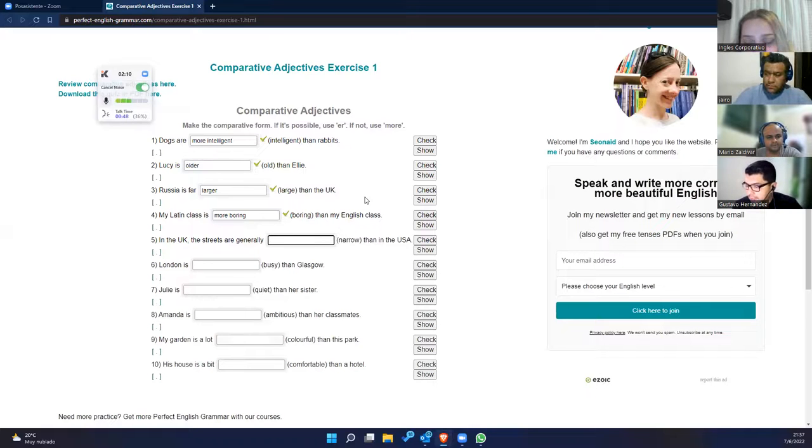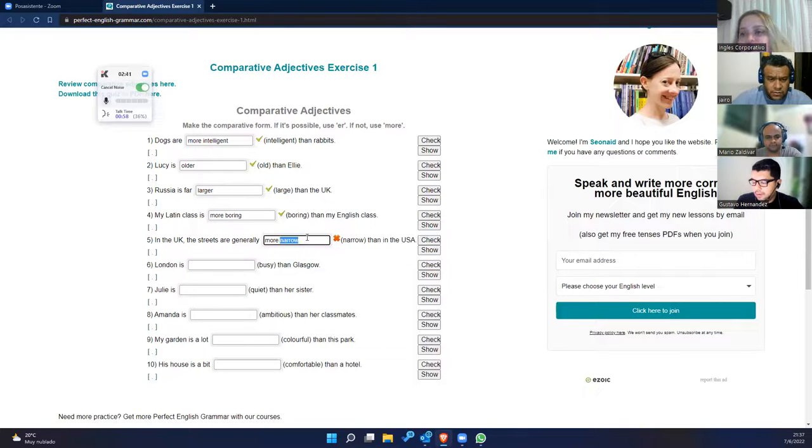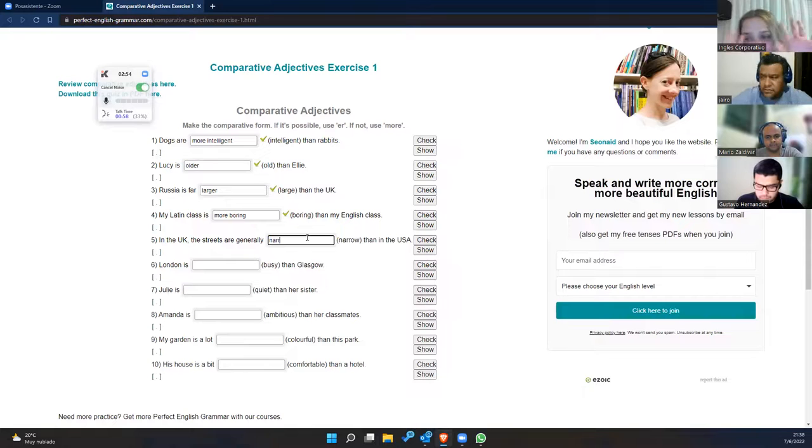In the UK, streets are generally narrow. What is narrow? Angosto. Narrow. More narrow is okay, but I think this is gonna ask you for something else. Can you click on check? It's gonna say wrong. The thing is that this exercise is British, but in American English, de dos en delante ya es more, pero en British es de tres en delante. It's narrower. Yeah, in British, this is okay. Leave it like that because it's okay, all right?